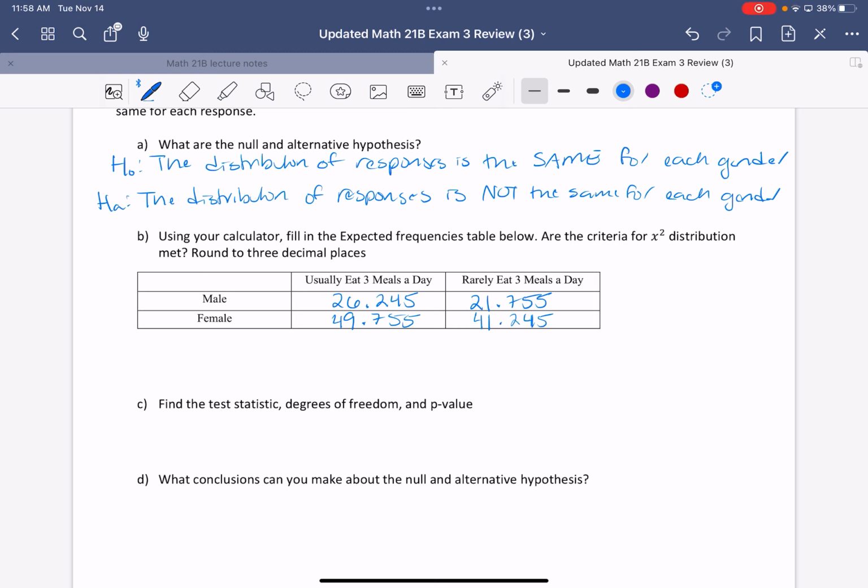Okay, so are the criteria for the chi-square distribution met? Yes. Yes, why? They're greater than 5. Yeah, so you want to be explicitly clear for the exam. Each expected value is greater than 5.